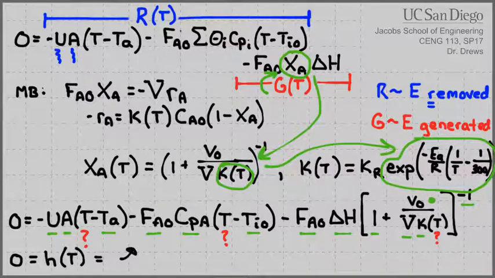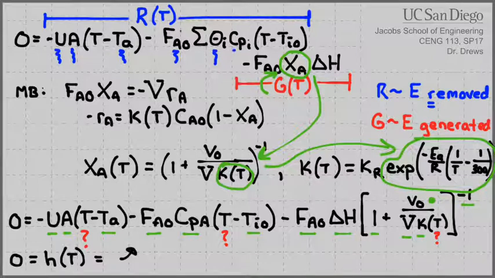So area is constant. Inlet temperature of the coolant is, our base assumption when we were deriving all this was that the coolant temperature never changes. There are ways to ensure that that can be the case. We're just not going to go into them. FA naught's not changing because that's our feed. Theta is also not changing because that's our feed.